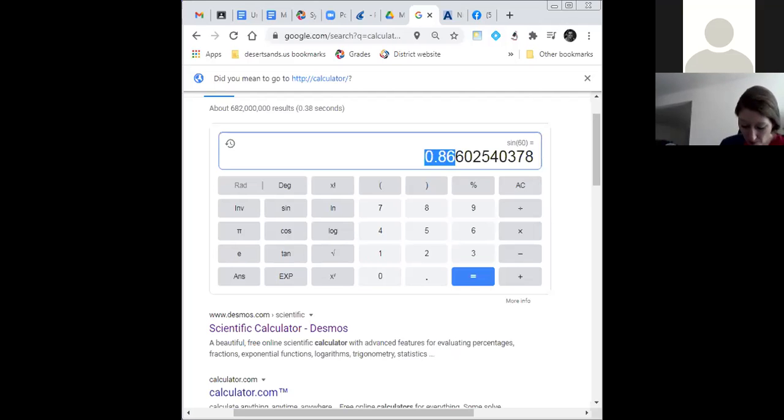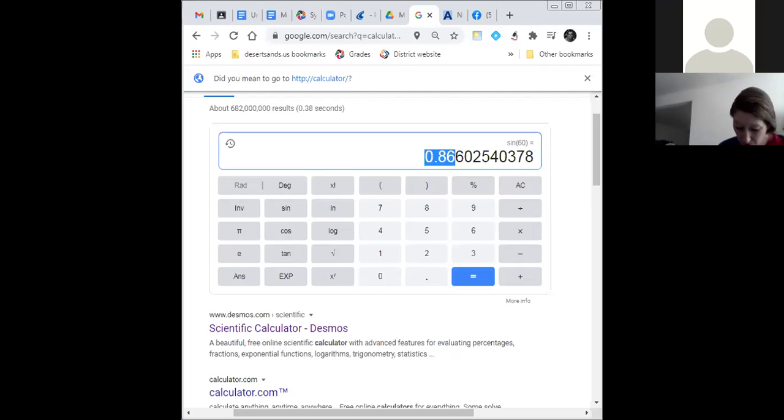And that's the answer, okay? So the only thing you have to be careful of is that you're in degree mode, okay? Because if you're doing it in radians, it will give you the wrong answer, okay? So let's do another one, okay?